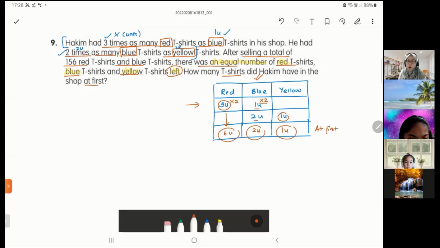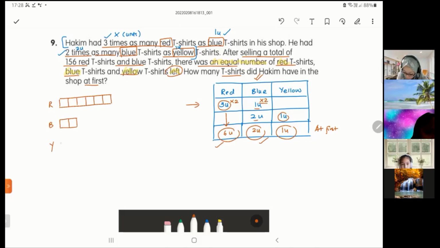Can I draw my model now? My units: red, blue, yellow. So my red is 6 units. I draw 6 units. Okay, then my blue, I draw 2 units. Okay, done. My yellow is 1 unit. Like that. All right.